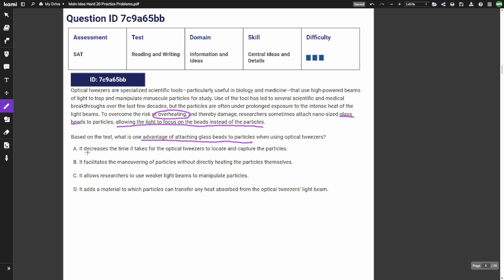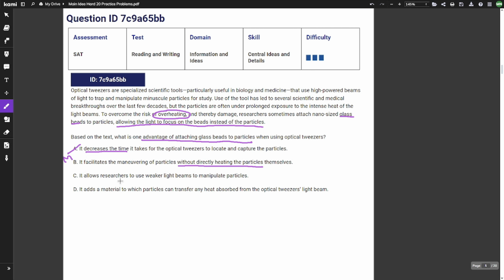For A, it never says that it decreases the time. It just says that it's taking the focus of light. So it's not going to be A. For B, it facilitates the maneuvering of particles without directly heating the particles themselves. This one is true. The key point here is not that it's facilitating the maneuvering, it's that it's not directly heating the particles. And that is true. That's what the glass beads are doing. They're taking the focus of light away from the particles, and now these particles aren't getting heated. So this might be our answer.